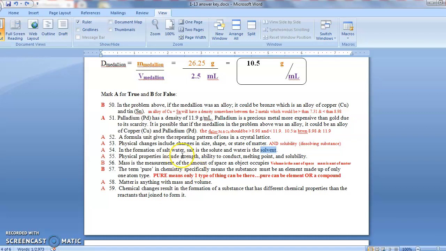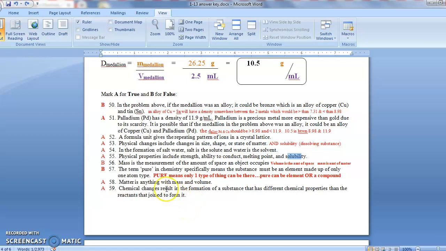Physical properties could include strength, how strong something is. In other words, what forces it can withstand. Yep, that would be a physical property. The ability to conduct electricity or heat. That's physical. If something conducts electricity or heat, it hasn't changed itself. What it melts at is a physical property, and what it dissolves in are all physical properties.